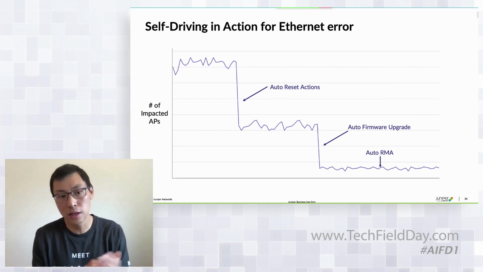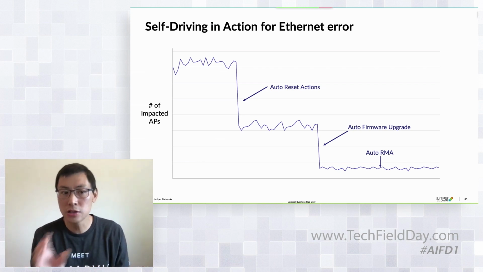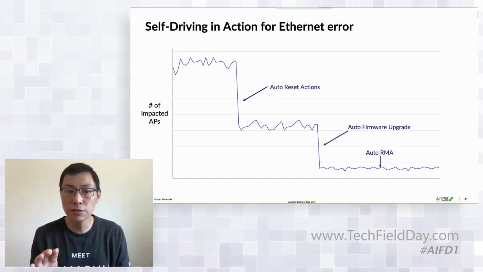This is a really good showcase of the power of the self-driving network. For all of the APs experiencing Ethernet error across the Mist universe, you see about 50% of them got remediated by that automated action. That's self-driving. Another 40% of them got remediated by this firmware upgrade.